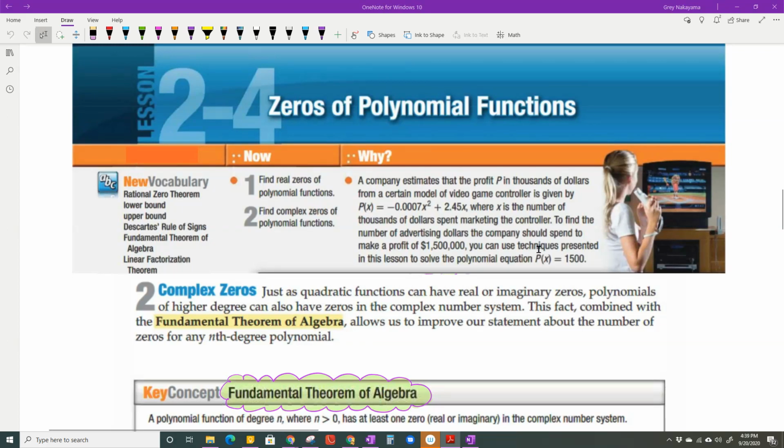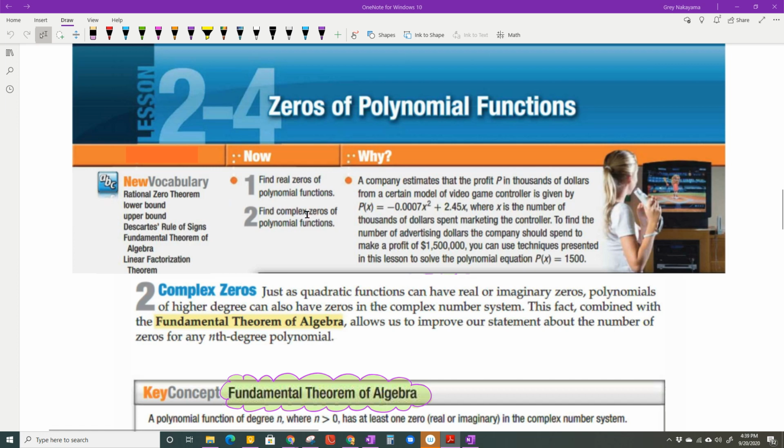Okay, today's lesson is 2.4b, zeros of polynomial functions. But in part A, we concentrated on the real zeros of polynomial functions. The real zeros are the ones that cross the x-axis. Today, we're going to talk about the complex zeros of polynomial functions.